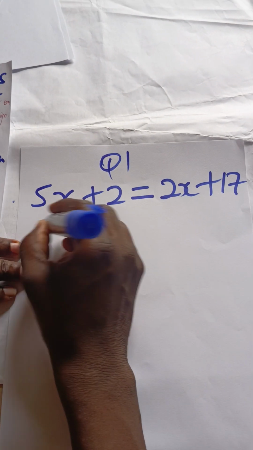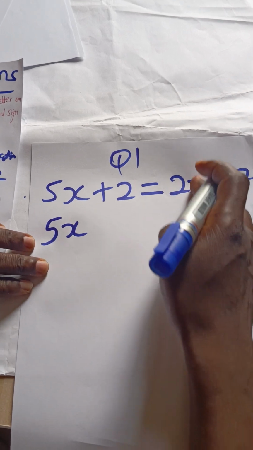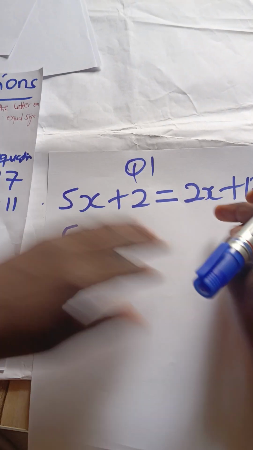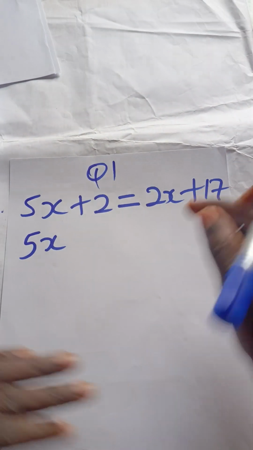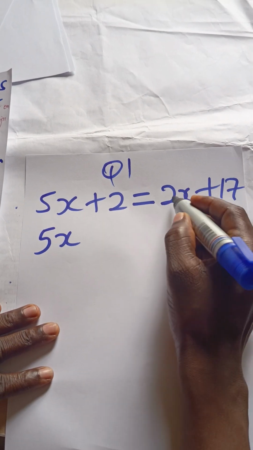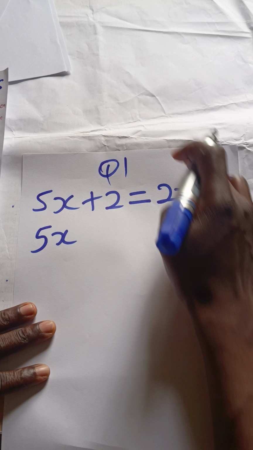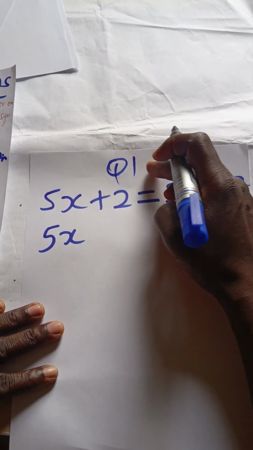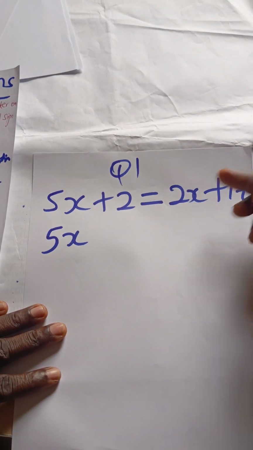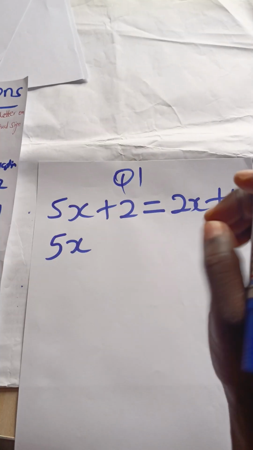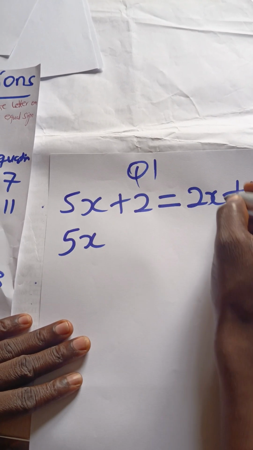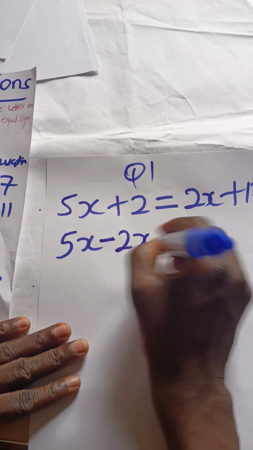So this 5x will be here, then you bring this one here to this side of the equal sign. This is the first side of the equal sign, the second side of the equal sign. So you bring the 2x to the first side of the equal sign. Now when this positive 2x crosses the equal sign, it becomes negative. And when it is negative, it becomes positive. That is vice versa. So since it is positive, it becomes negative 2x.